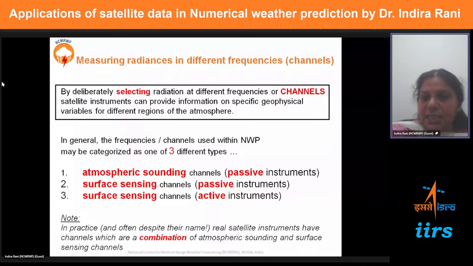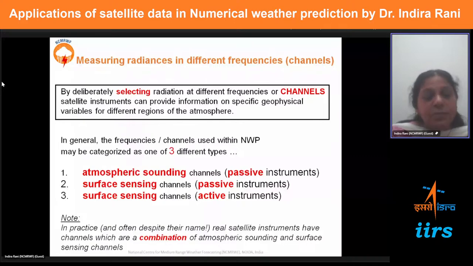And we have the surface sensing channel, which we have in both the passive and active instruments. Even if we say we need the frequencies or channels for atmospheric sounding and surface sensing, active and passive, usually a satellite instrument is a combination of all three. So atmospheric sounding channels will be there, and along with that, surface sensing active and passive channels may also be there in the same instrument.